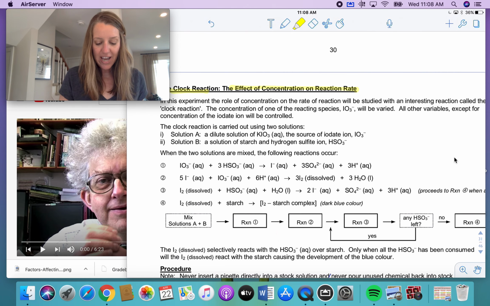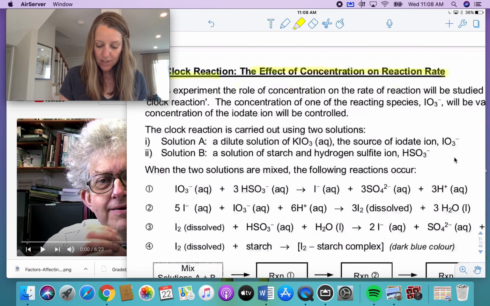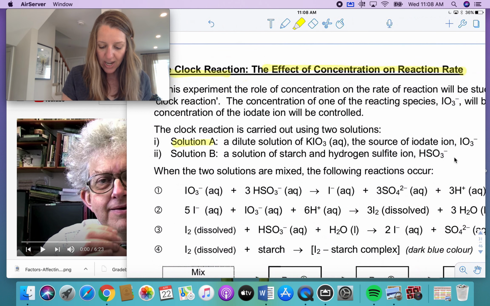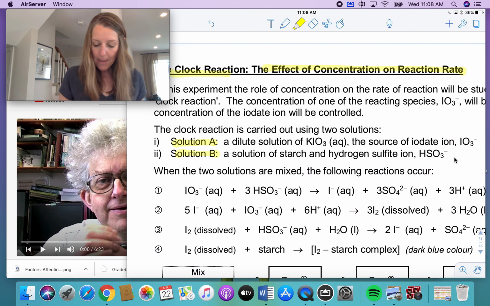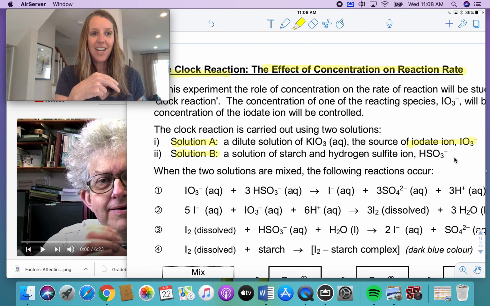So for the clock reaction, you're looking at two different solutions. Solution A, we call it, and solution B. Basically, solution A has the source of the iodate ions. That's what you're looking for. When the iodate ions react with the starch, so your source of iodine in your starch, this is just one of those indicators. So iodine can be indicated to see if there's starch there.